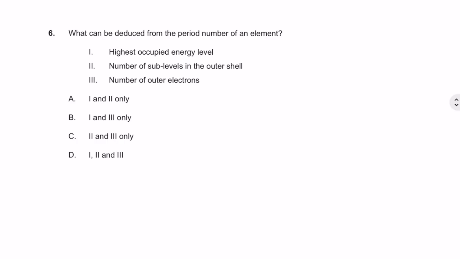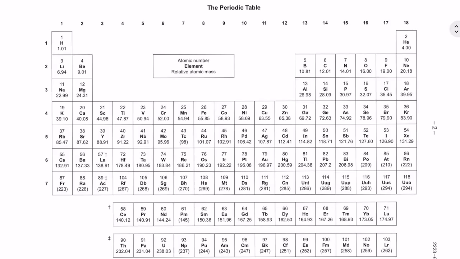Okay. So for that, if it's not 3, then the answer is 1 and 2. So that should give us A as the final answer. But to explain 1 and 2, the highest occupied energy level. So if we look at the periodic table, we can tell straight away from period 1, hydrogen and helium, that their valence electron, or the outermost electron, is in the first energy level. And then that is the case for period 2 and period 3 as well.